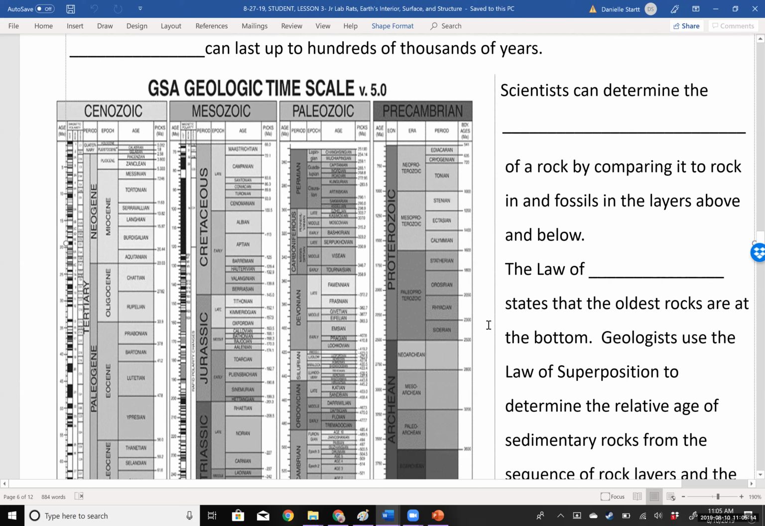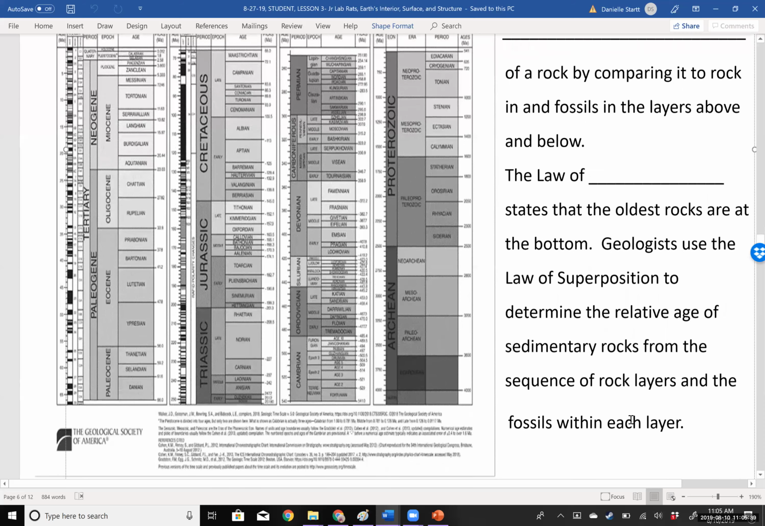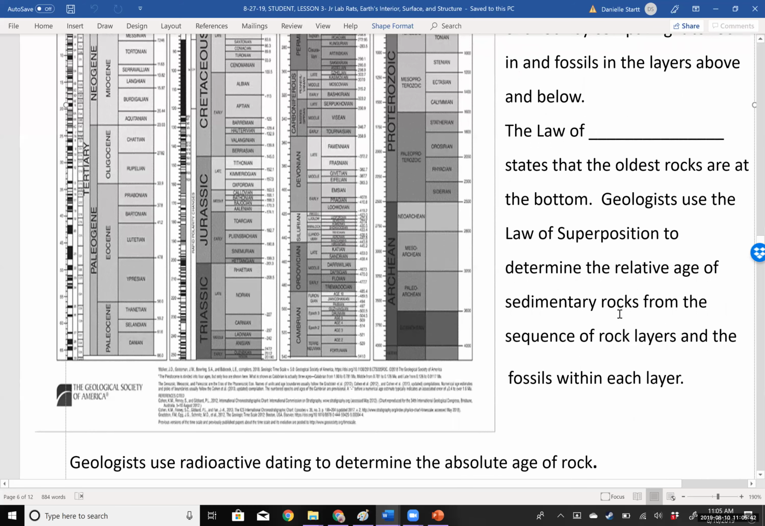Okay, the law of what states that the oldest rocks are at the bottom. This is like if you keep layering sand, okay, if you have a jar and different colors of sand, have you ever seen that, where people put like colors of sand in a jar or a vase and they layer them? The oldest one is at the bottom, right? Because the others all land on top. So this is called the law of something. See if you can find that. Geologists use the law of superposition to determine the relative age of sedimentary rocks from the sequence of rock layers and the fossils within each layer.